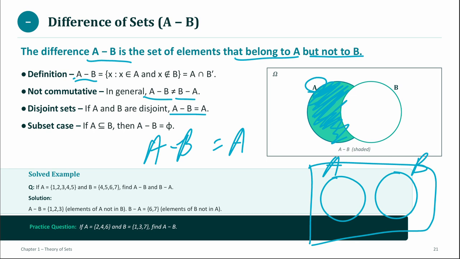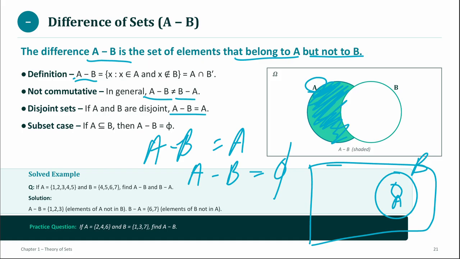If A is a subset of B, then A minus B is going to be phi, okay? If A is a subset of B, that means A lies here only. So A minus B is going to be phi. There's going to be nothing, right, which belongs to A but not to B. Everything belongs to B here, right? Every element of A belongs to B. So therefore it is going to be phi, right?